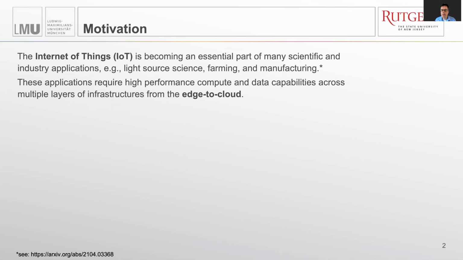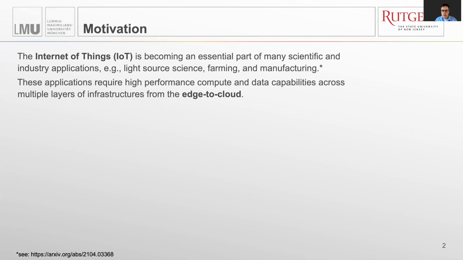The Internet of Things is becoming an essential part of many scientific and industrial applications. Light sources like the National Synchrotron Light Source 2 at the Brookhaven National Lab are generating data at growing rates of up to 20 gigabytes per second. In farming, sensors and data are used to help essential aspects like energy and water usage, as well as yields. IoT is also increasingly being used in manufacturing environments. Data collected in such environments can be used for use cases such as predictive maintenance of machines or quality inspections.